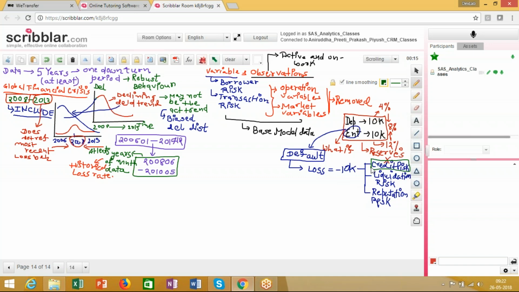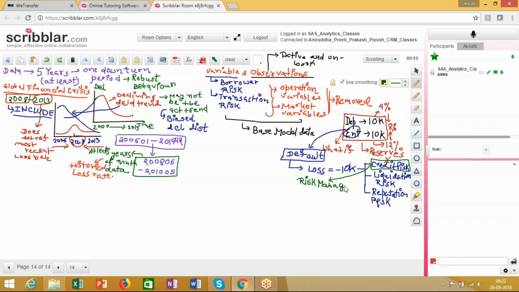So while we talk about credit risk modeling, we would essentially be talking about these risk management strategies. What are the ways through which the bank can manage the risks associated with credit lending? This is where risk management strategy comes in.